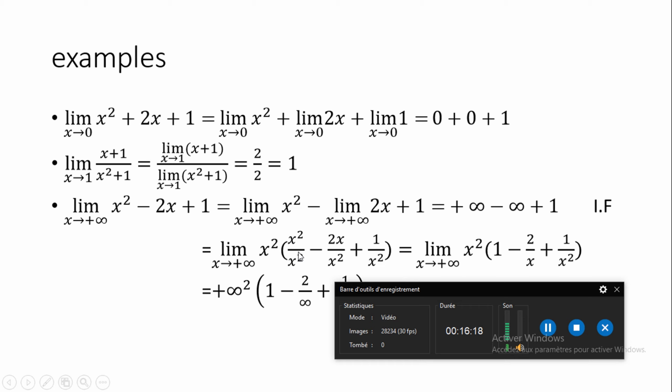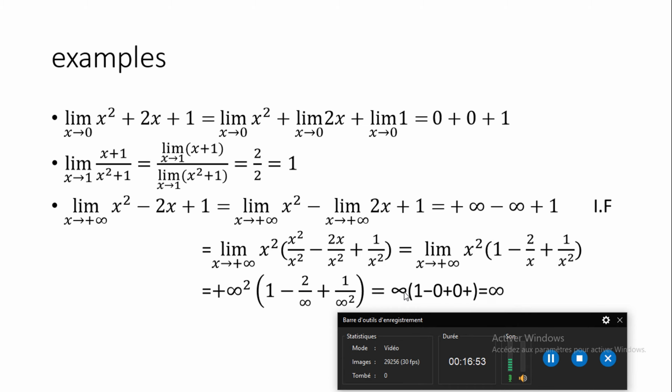So we try to simplify these expressions. It's gonna give us the limit of x squared times (1 minus 2 over x plus 1 over x squared), and we can calculate this because we know how to calculate a number divided by infinity. It's just 0. So we're gonna get here plus infinity times (1 minus 2 over infinity plus 1 over infinity squared), which is gonna give us just plus infinity times (1 minus 0 plus 0), which is gonna give us plus infinity.